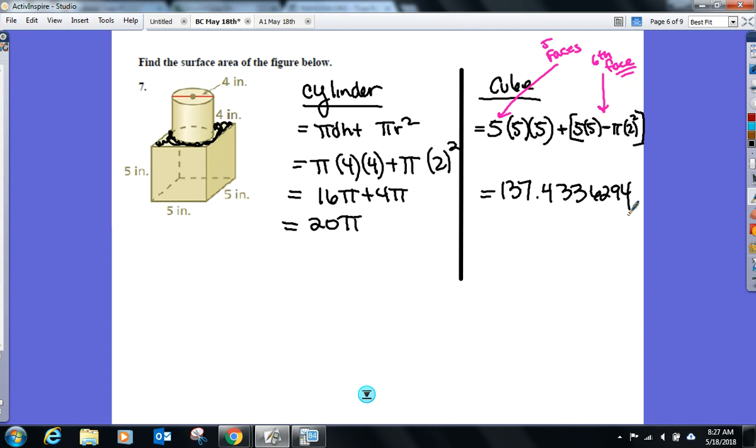Yes, Frank. Couldn't you just do like 6 times 5 times 5? Yep. Same thing. And then your total surface area now will be that 20 pi plus your 137. 200.2654825. What do we got? Inches squared. Okay. Are we okay with that?